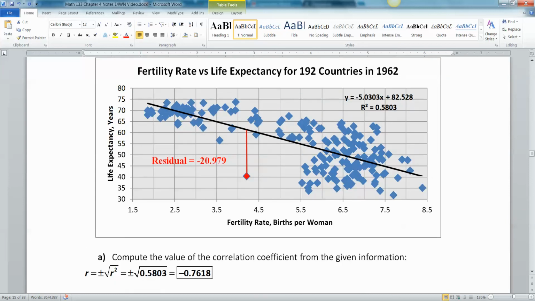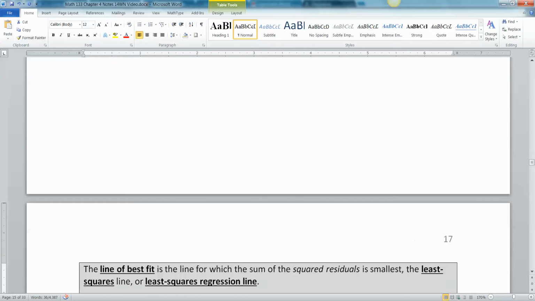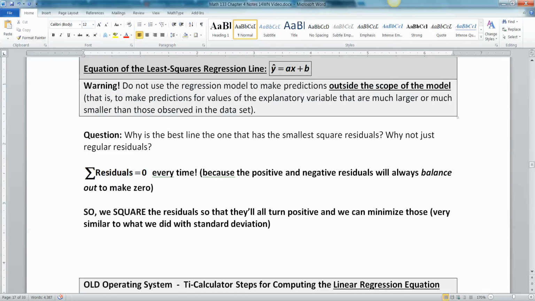Right. Now, if I gave you a new country that was 5, you'd be like, oh, sure, and 5's right in here. Even if I had 8.5, that'd be okay, because it's real close to your data. Or 1.5, that's real close to your data. But you don't want to go too far past 8.5 and too far past 1.5, because then you're getting dicey, right? The farther you go away from your actual data, the worse it gets. And that's what this is saying right here in this warning.